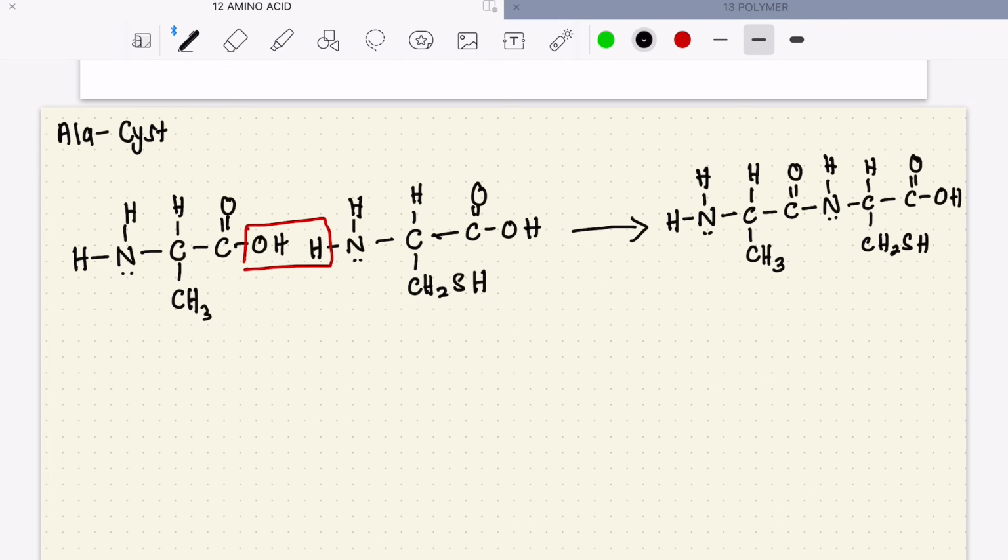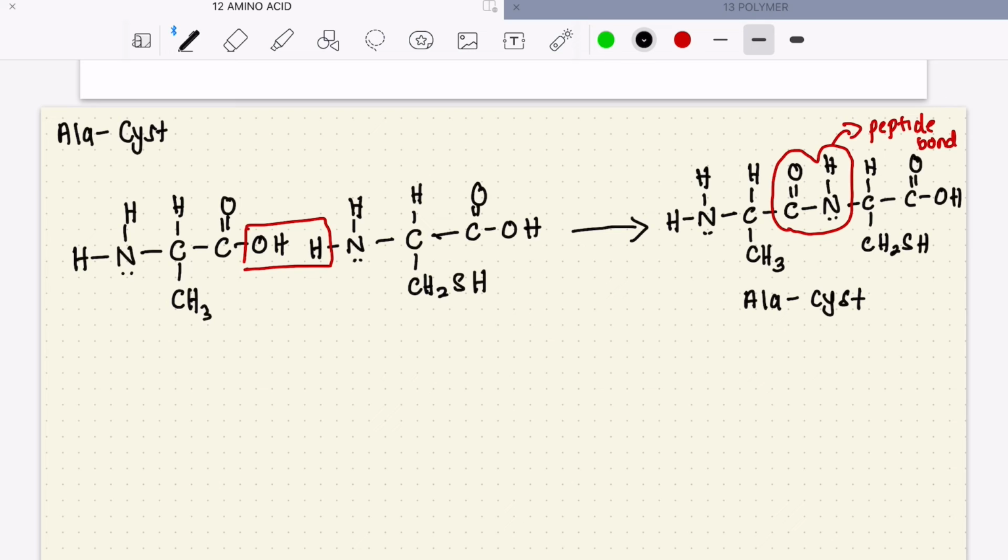Don't forget, in an exam you can circle the peptide bond, label it, and name it. This is Ala-Cys. This is Ala-Cys.